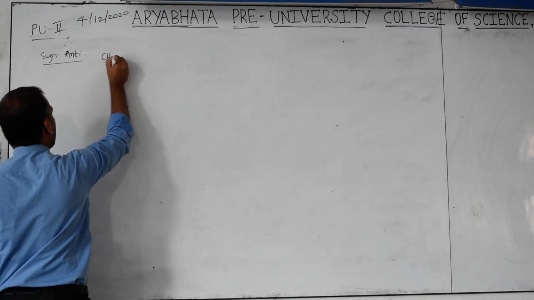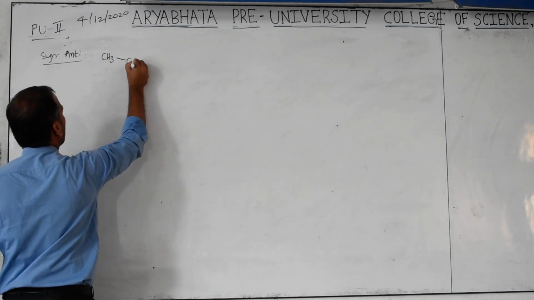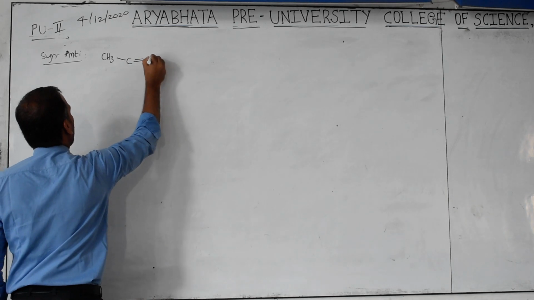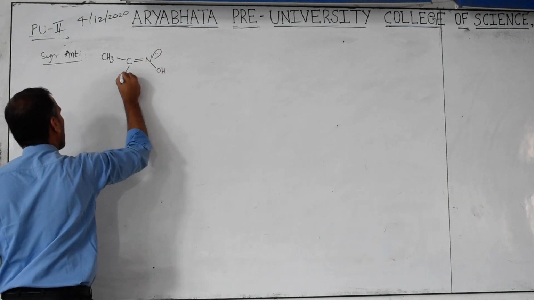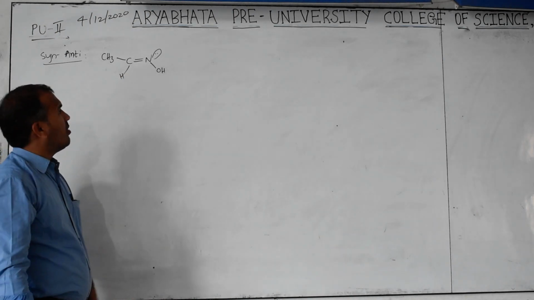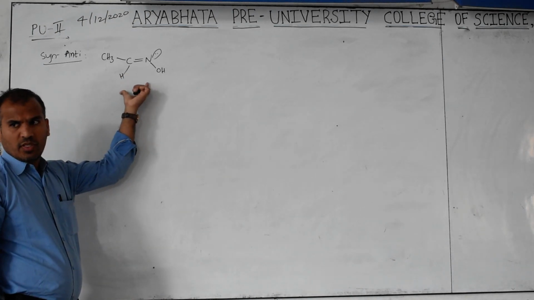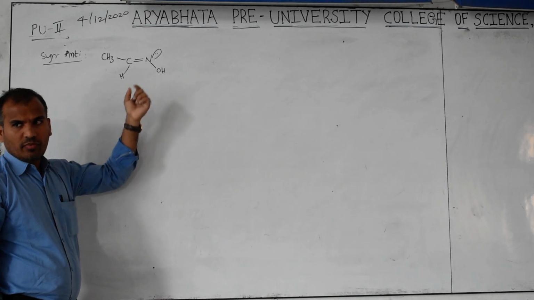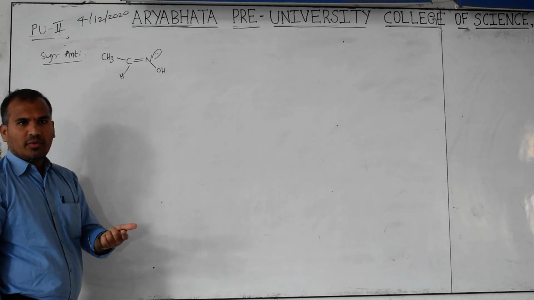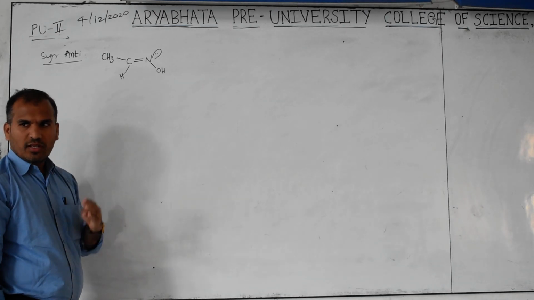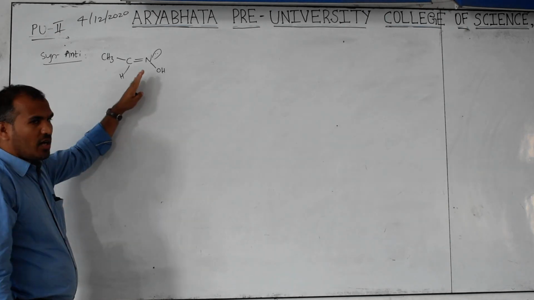Example: CH3, C double bond N, like this. This is an oxime. Acetaldehyde reacts with hydroxylamine and forms an oxime. You can check the aldehyde and ketone chapter, where some reactions are given. So this is one oxime.